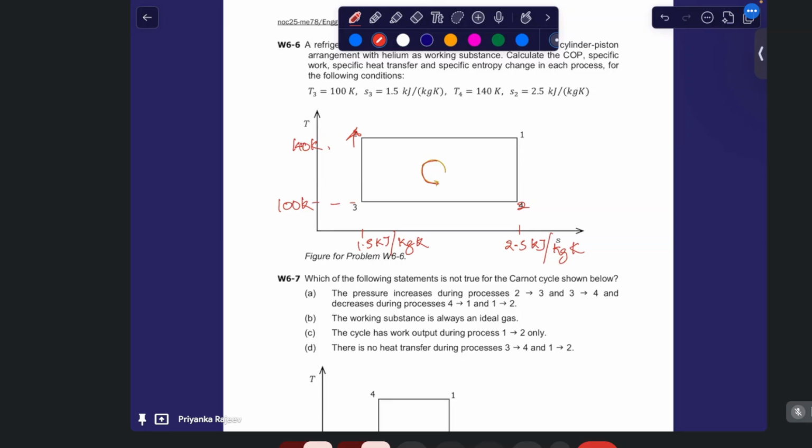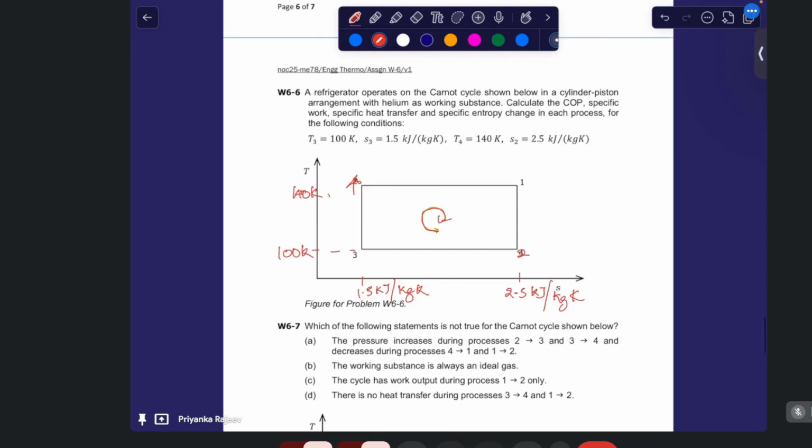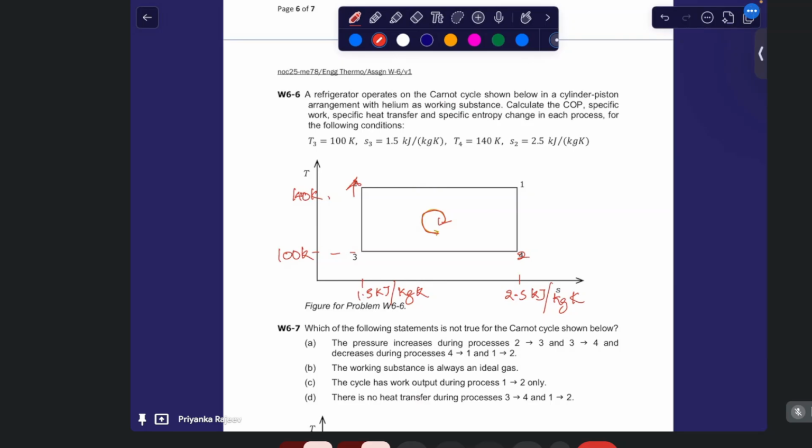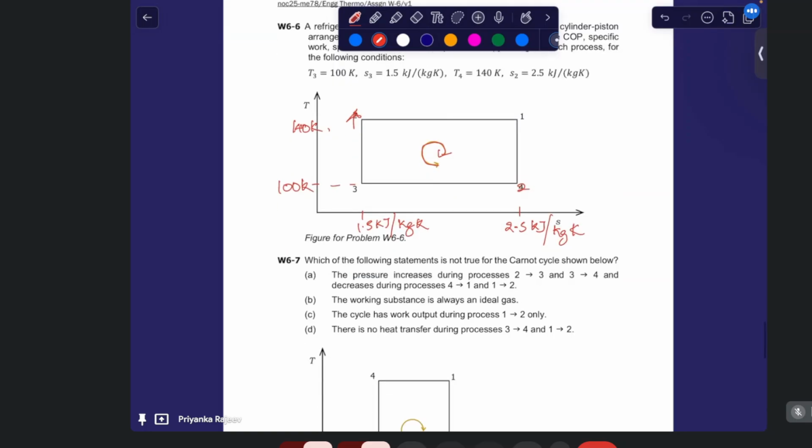It should be the other way around: 1, 2, 3, 4. Then only these values can be, because T3 and T4 are at two different temperatures and S3 and S2 are at different adiabatic processes. So this is how it should be marked. Okay. To compute the COP, we know the temperature ranges are given, so we can compute it directly using the equation. Then specific work, specific heat transfer, specific entropy change, delta S, and everything is given. So it is a direct question.